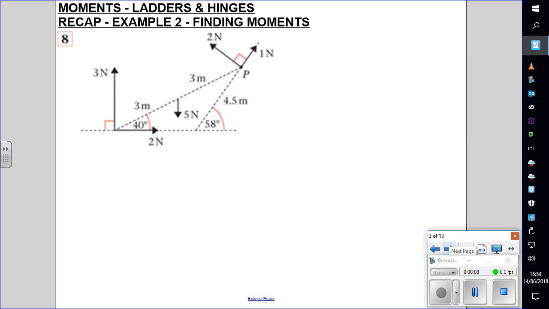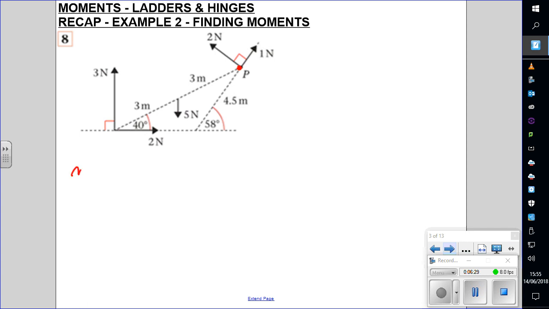Let's do another one. Again, this is just abstract problems at the moment, but if you can do this, and you'll do a lot of these in class with me to practice, then it really starts getting you in the mentality of it, and makes the moments in hinges and ladders much easier. So here's our pivot this time. A little bit to think about then.